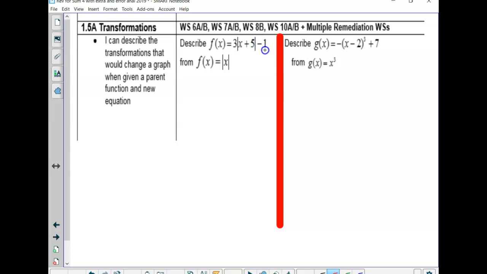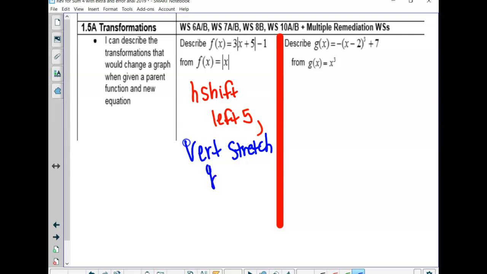So tell me the order that those are affecting it. What is the +5 doing to the parent function? Horizontal shift left 5. Okay? The second thing is that 3. What is that 3 doing? Vertical stretch by 3, factor of 3. Okay? The y values would be 3 times as tall. And then on the back is a -1, and that would be a vertical, just kidding, vertical shift down 1.